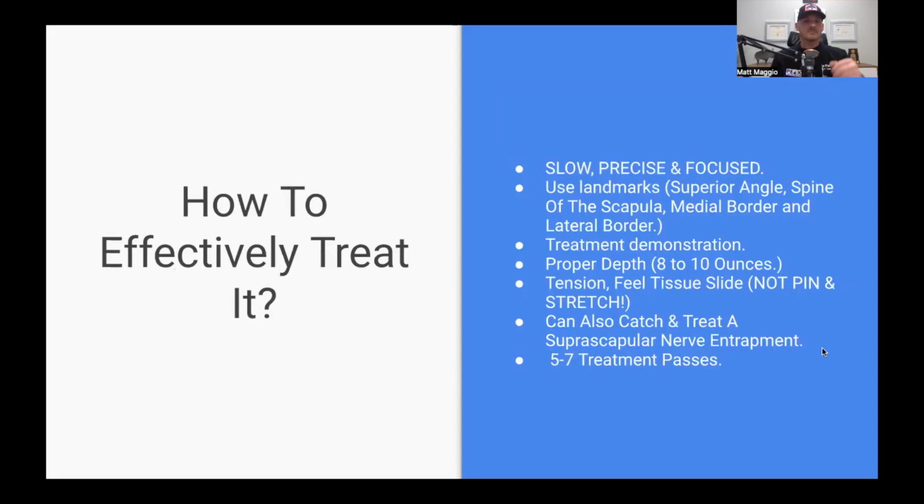So how to effectively treat it? The biggest thing with any type of treatment, and in my treatment method called The Method, where basically we go in and break down adhesion, break down scar tissue, you got to go slow, you got to go precise, and you got to go focused. And you want to use the landmarks, like I said, the superior angle, the spine of the scapula, the medial border, and the lateral border, to really make sure that you're on it and you're on the area.